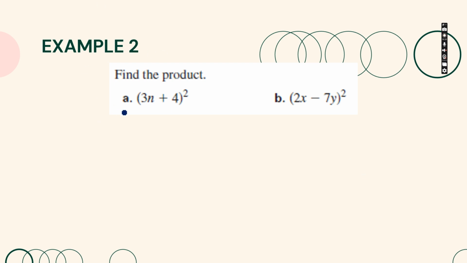For example, in letter A, this looks like the square of a binomial pattern, but with the plus, this means that letter A follows the pattern a squared plus 2ab plus b squared. So all we need to do is just substitute our a terms with whatever a is. In this case, it's going to be 3n, and b for whatever b is, which in this case is going to be 4. Oh, this should be b. Whoops.